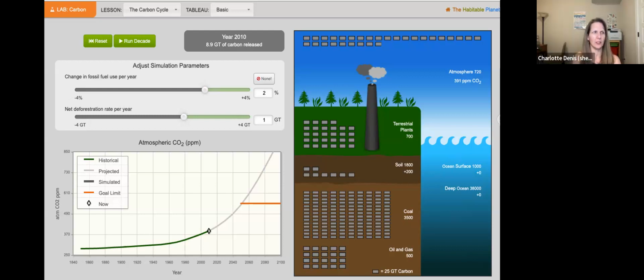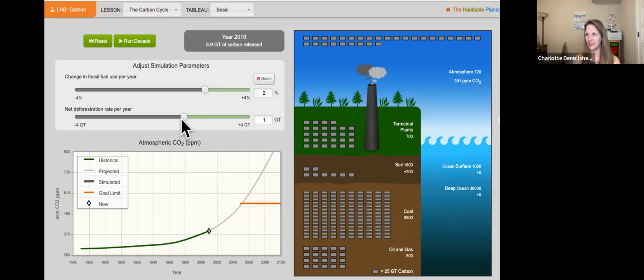So just play around with this a little bit. I'll have you do what I have students do. You can run these simulations. So there's several parameters. You have parameters around fossil fuel usage, increasing by 4% annually, all the way down to decreasing by 4% annually. And then net deforestation from plus to minus 4 gigatons annually.